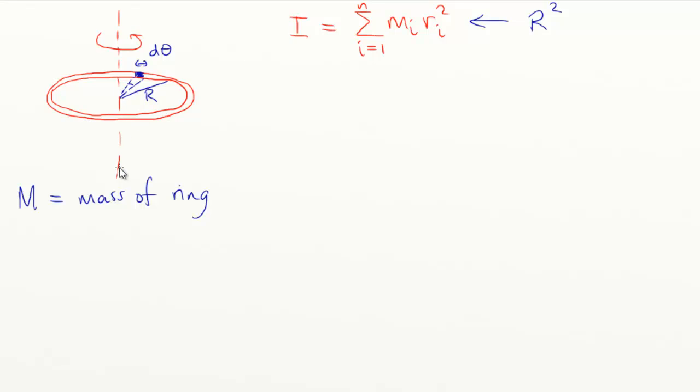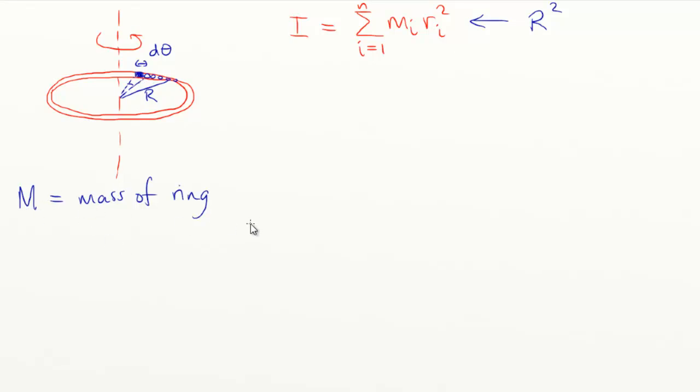This isn't like when we were doing the uniform rod, where it was r that was changing, where we were changing the distance from the axis of rotation. Here we're not changing the distance from the axis of rotation. We can just think of this as lots of individual bits all the way around, all at the same distance from the axis of rotation.